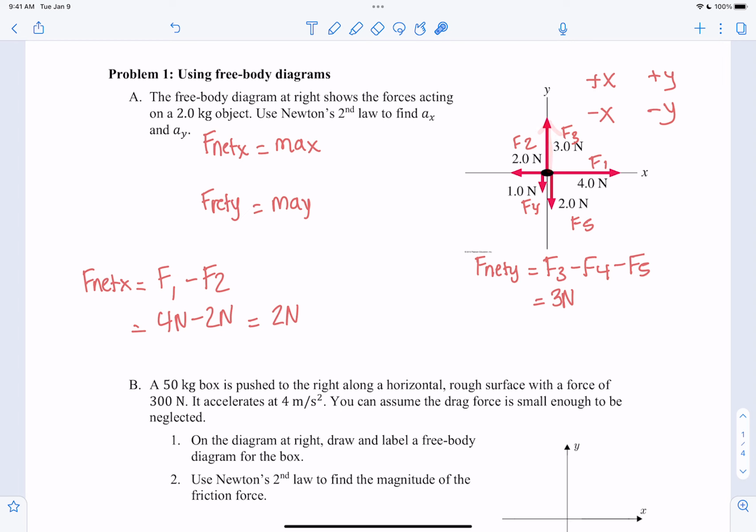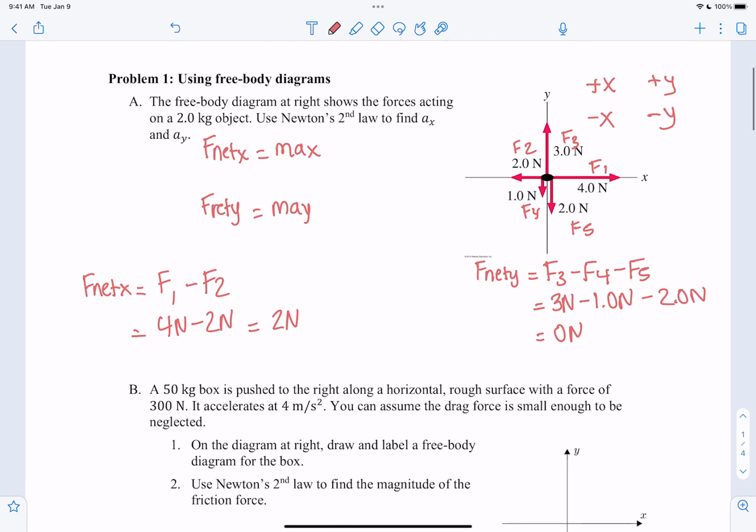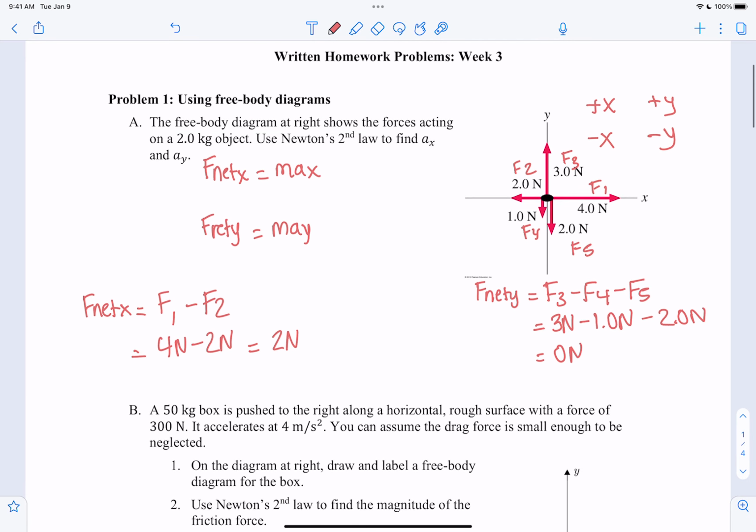F3 is positive, right? Because we indicated that it's positive here in the equation already, so we just plug in the 3 newtons. And then F4 is minus 1 newton. F5 is minus 2 newtons, right? So in that case, we can literally just solve for it. And we can see here 3 minus 1 minus 2, that's going to give us 0 newtons for our F net Y, right?